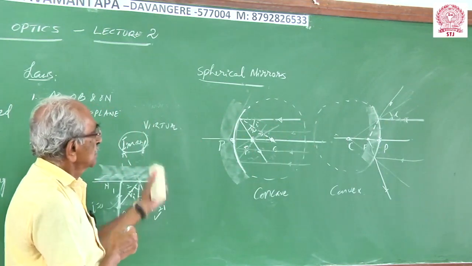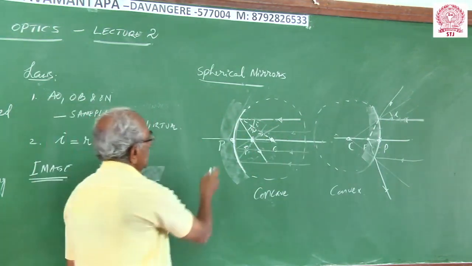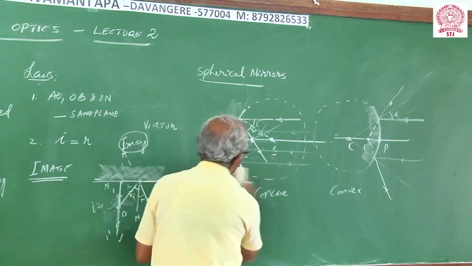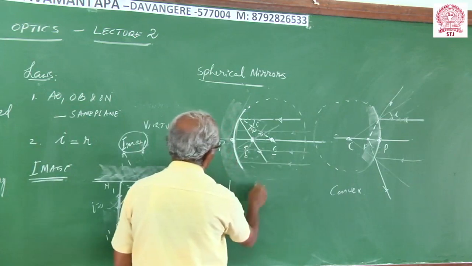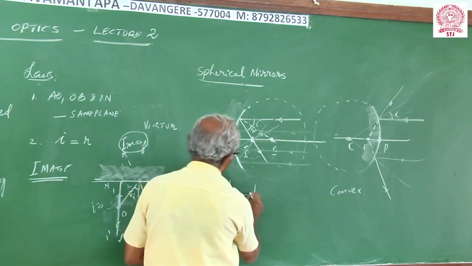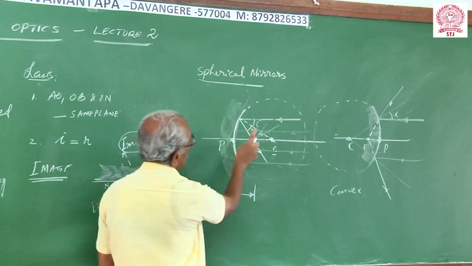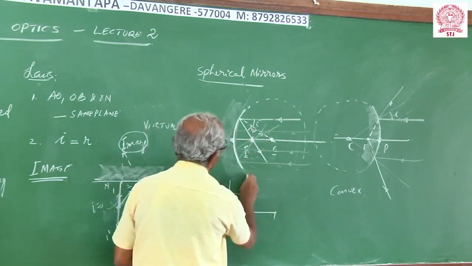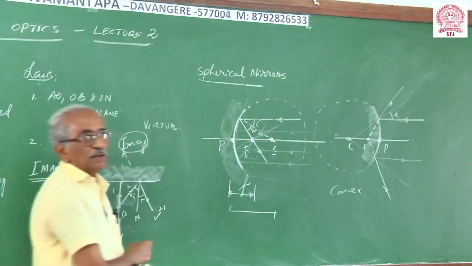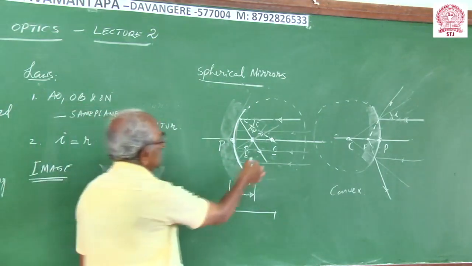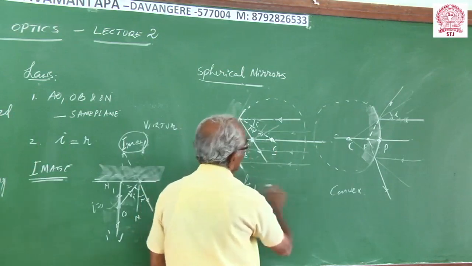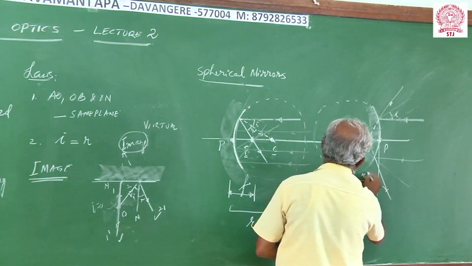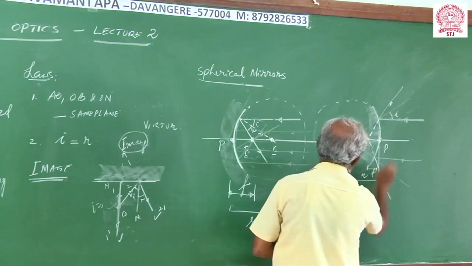Now here, there are 3 points: P, the principal focus F, and the center of curvature C. And there are 2 distances. The distance between the pole and the focus is what we call the focal length. The distance between the pole and the center of curvature is what we call the radius of curvature. Here also, the radius of curvature and the focal length.